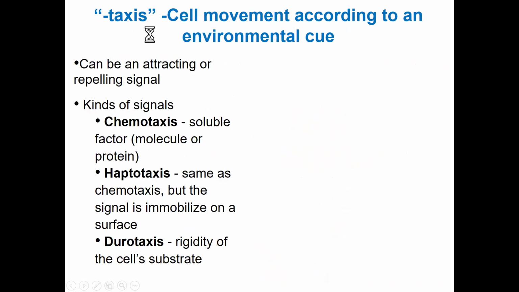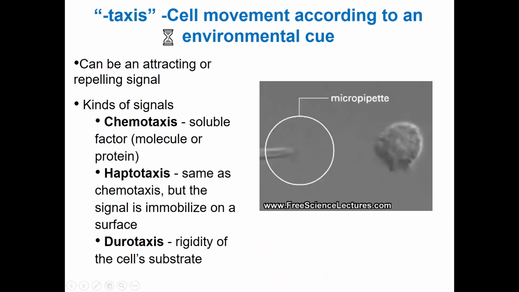So the term taxis means cell movement according to an environmental cue. How can we define taxis? Taxis means cell movement according to an environmental cue. The cue can be a surface or the cue can be chemical. So cell motility can be positive or maybe negative. So this kind of signal-guided cell motility phenomenon can be termed as chemotaxis.